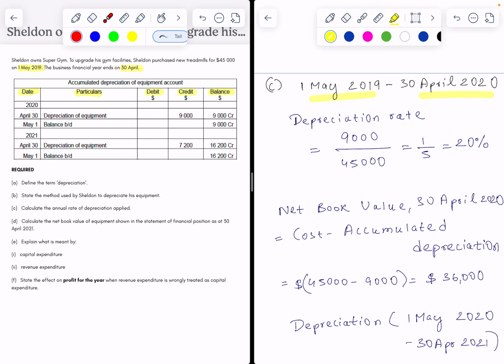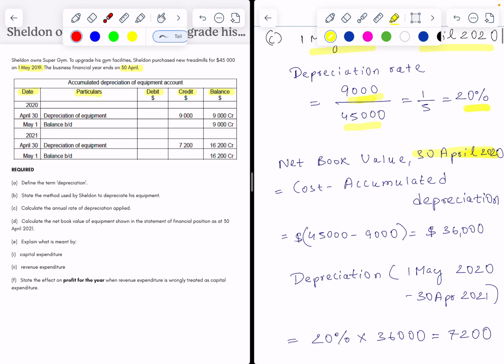So we already know the depreciation expense, which is given in the ledger account, to be $9,000 for the first financial year, and the original cost of this treadmill is $45,000. So the depreciation rate can simply be derived by dividing the depreciation expense by the original cost, and that is 20%. So whenever you're using the reducing balance method, you always want to find the net book value at the end of the financial period. The net book value at the end of the first year, which is at end of 30 April 2020, can be calculated as the difference between the cost and the accumulated depreciation.